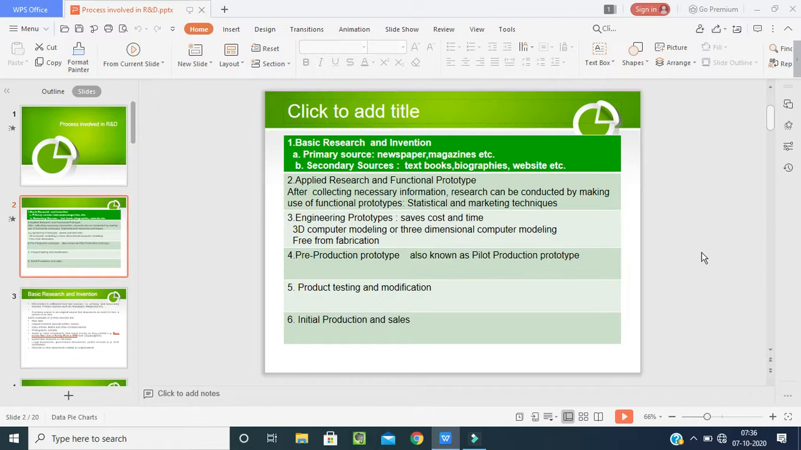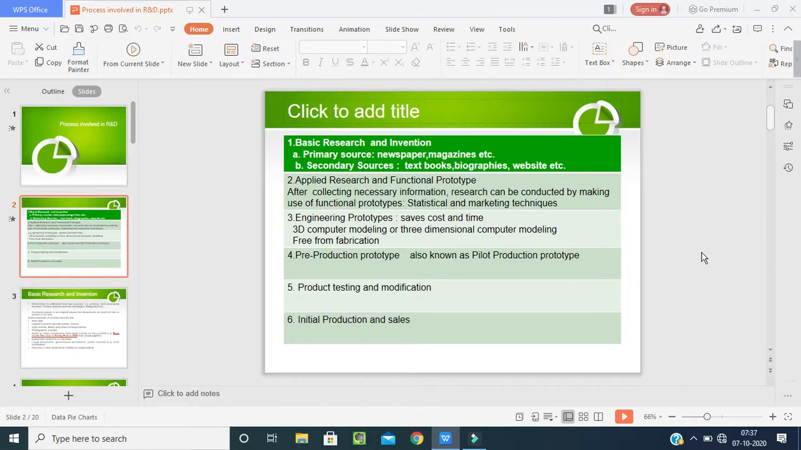Now, the third step is engineering prototypes. What is the main purpose of engineering prototypes? It will save time and cost, that means you save your efforts, time and price. In engineering prototypes, we have two types. One is 3D computer modeling, also known as three-dimensional computer modeling, and the other is free-form fabrication. What does it mean? We are going to learn in our upcoming slide. It has been explained clearly.